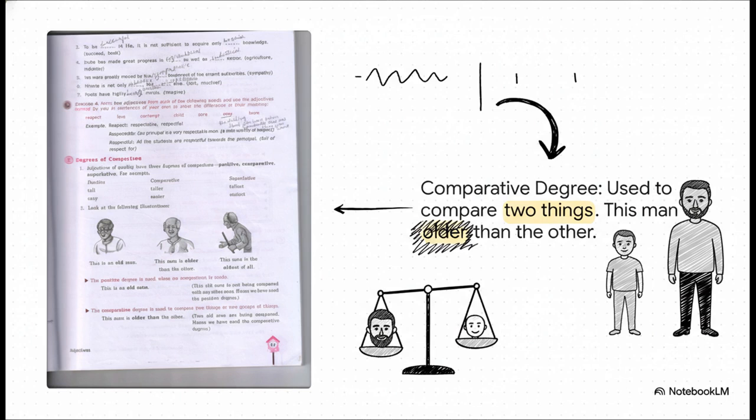Next up, we have the comparative degree. Now this is where the comparison starts. We use this degree when we are comparing exactly 2 people or 2 things. For example, if you look at the picture, we can say, "This man is older than the other." See, we are comparing 2 men.